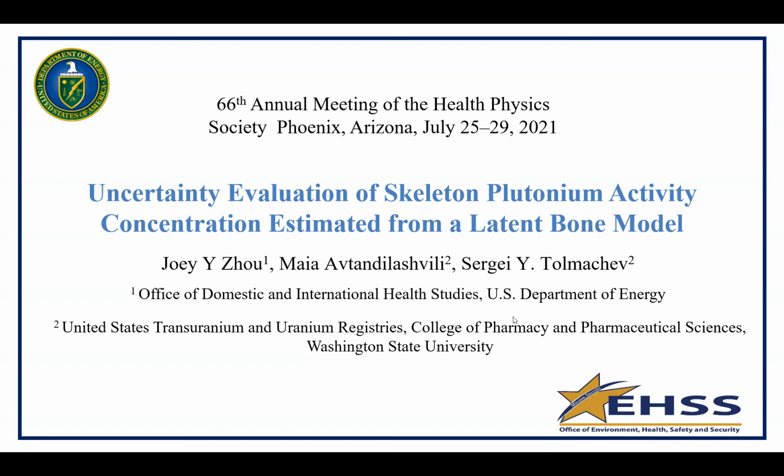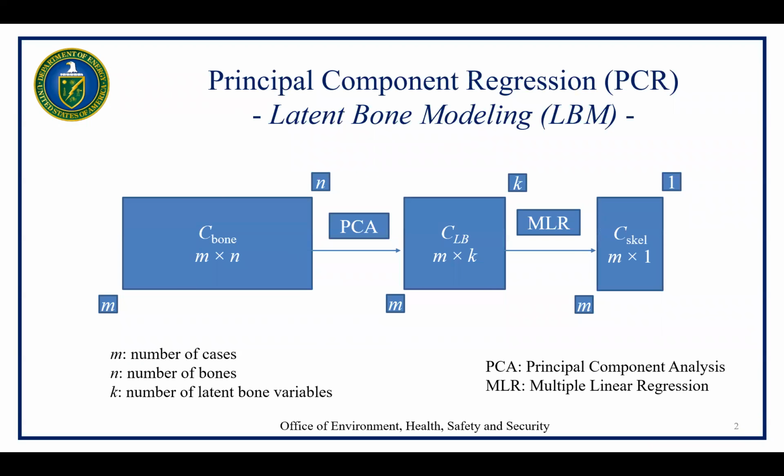The title of this presentation is Uncertainty Evaluation of Skeleton Plutonium Activity Concentration Estimated from a Latent Bone Model. My earlier presentation showed that the latent bone model is a two-step process consisting of principal component analysis and a multiple linear regression, and concluded that the latent bone model approach is the preferred method for estimating plutonium concentration in the total skeleton from a selected number of bones.